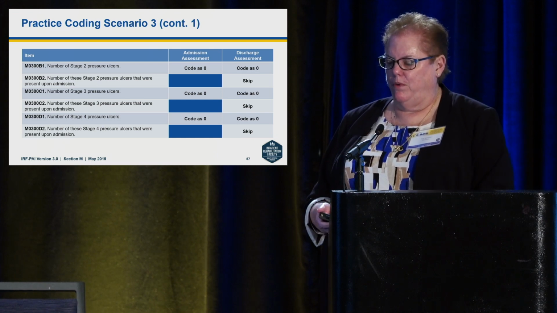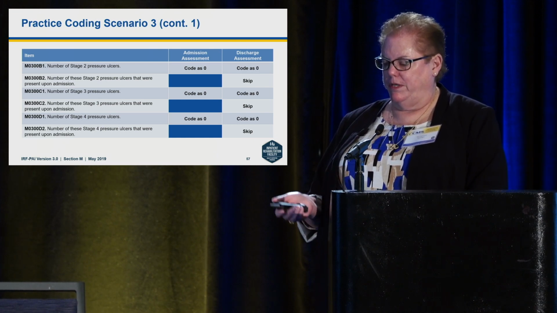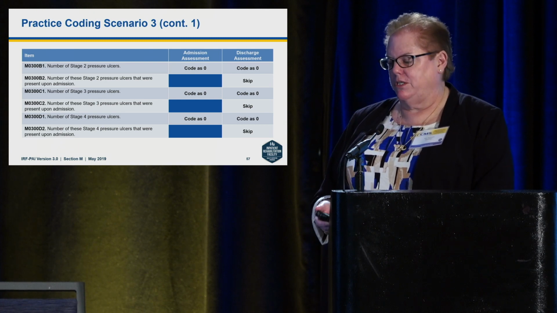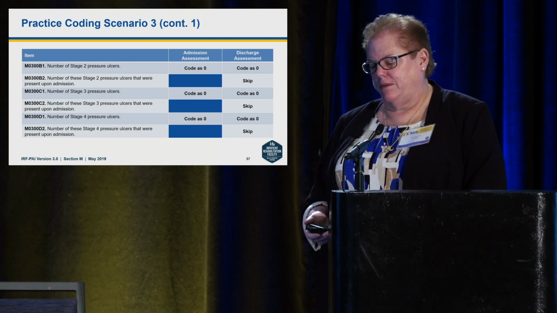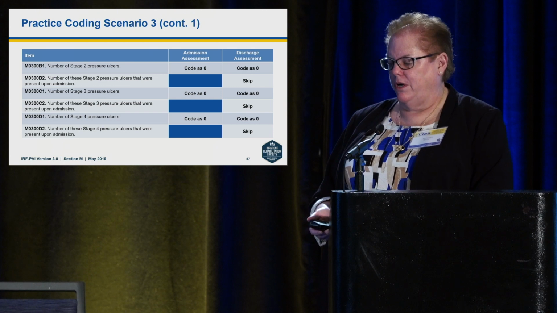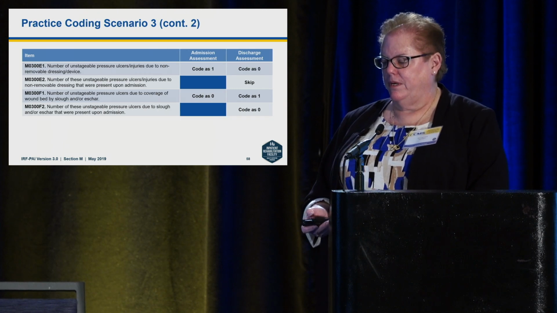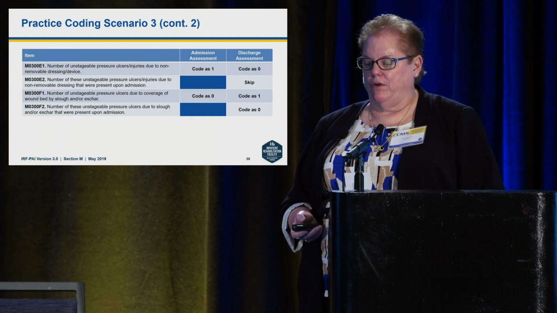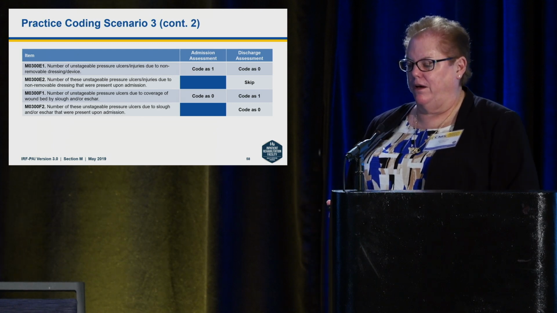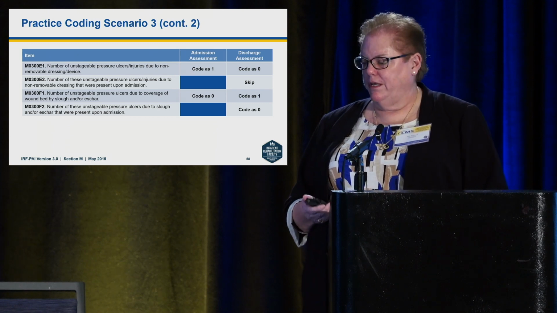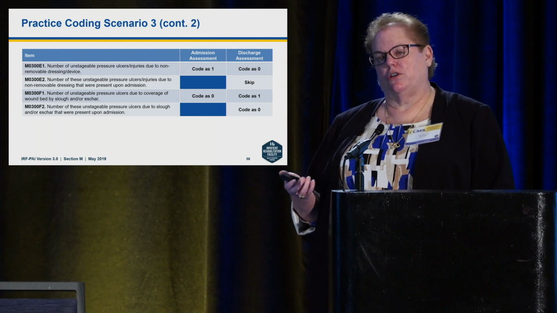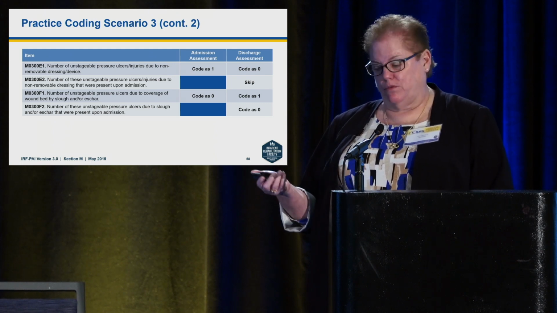So 300B1 and B2 would be 0 and then skip. C1 and C2 would be 0 and then skip. Same thing with D1, the stage 4s would be 0 and skip. And then we get to 300E1 on admission. They had that non-removable dressing. And then it was at discharge. We didn't have any of those, right, because the dressing was removed.